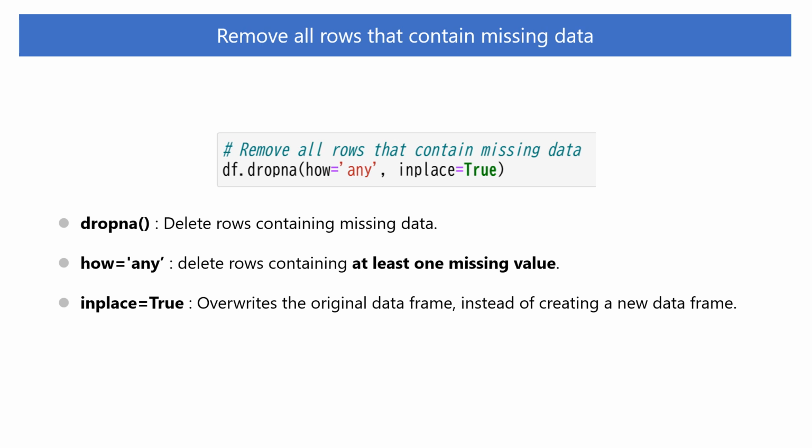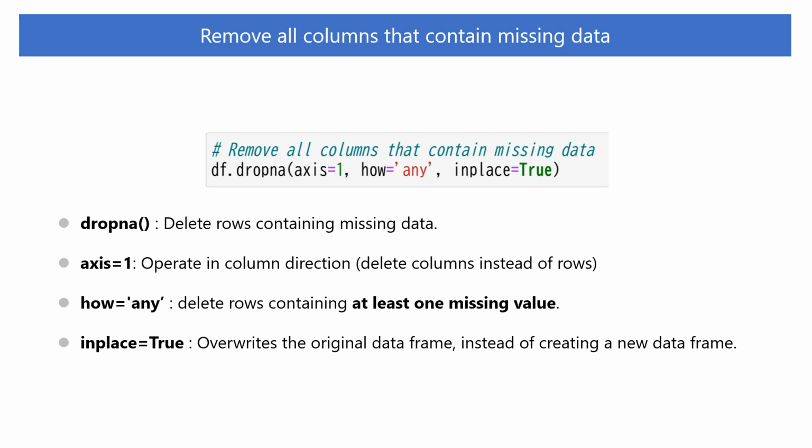In the following code snippets, df is the name of a data frame. First, here is a code to delete all rows containing missing data. The dropna method is used to delete rows containing missing data. how equals 'any' means delete rows containing even one missing value. By specifying inplace equals True, it overwrites the original data frame, df, instead of creating a new data frame.